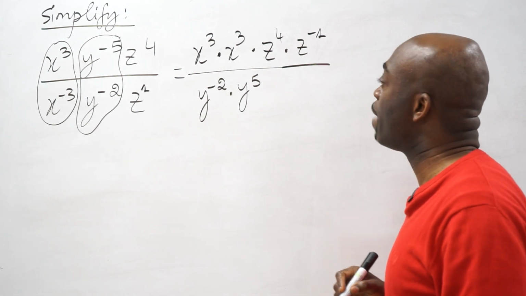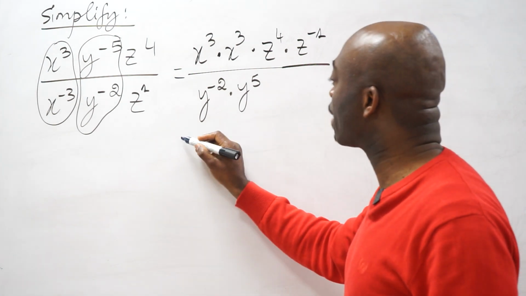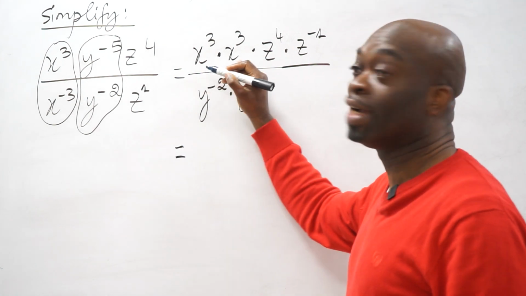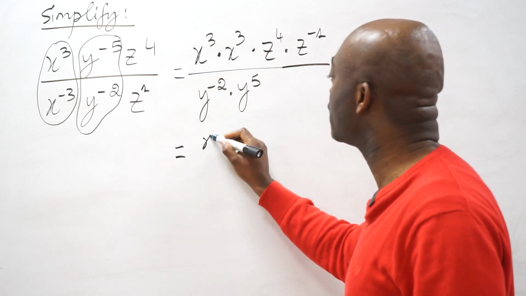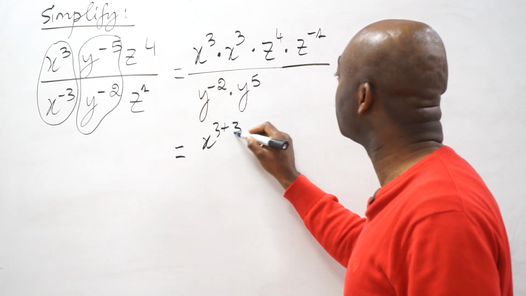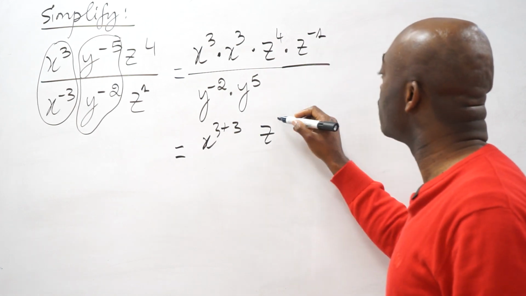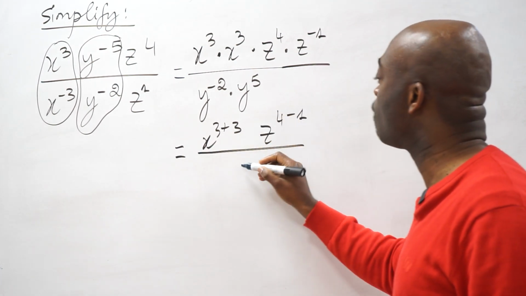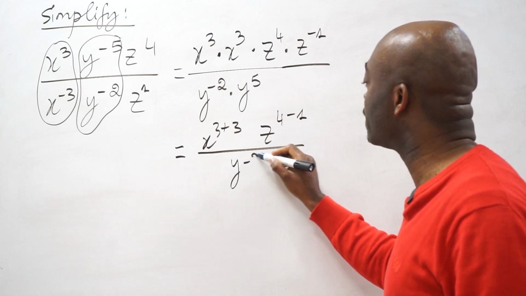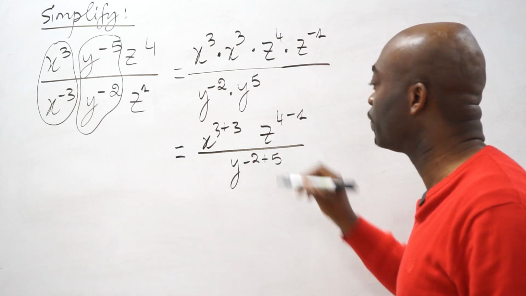So what's happening then? We've got to combine like terms. So x^3 times x^3, you're adding the powers, so it's x^(3+3). And then on the top, z is 4 minus 1. And then at the bottom, we have y to the negative 2 power plus 5.